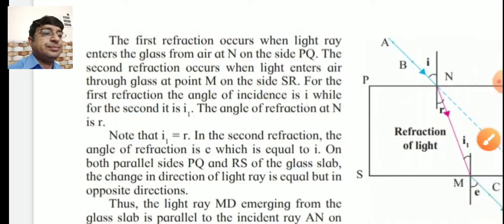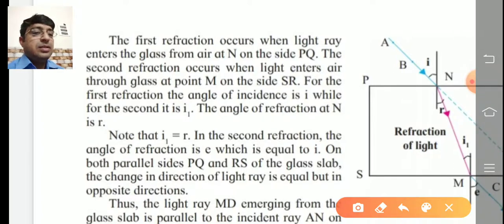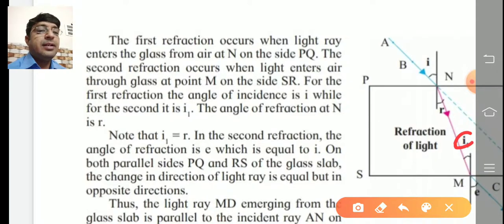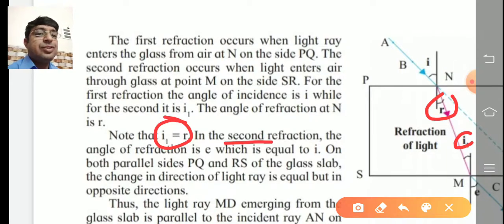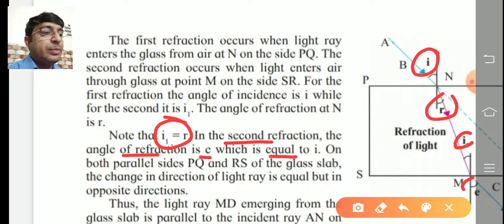Note that here i1, the second incident angle made here, and the angle of refraction r, these two angles are equal. For the second refraction, the angle of refraction is e. e means nothing but the angle of emergence, which is equal to the angle i. So here angle i and the angle of emergence are both called equal angles.